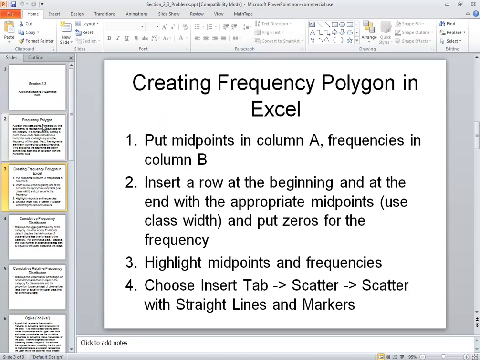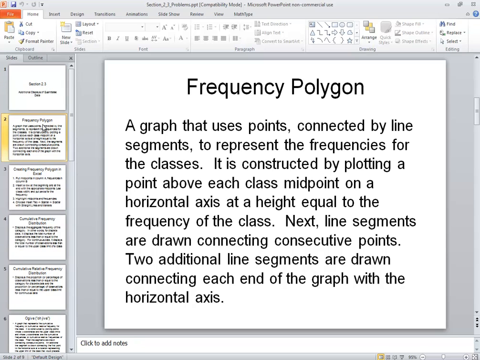Okay, let's see. Here it is. Frequency polygon. A graph that uses points connected by line segments to represent the frequencies for the classes. It is constructed by plotting a point above each class midpoint. Okay, so we need our midpoints.